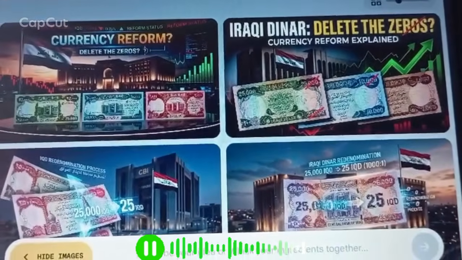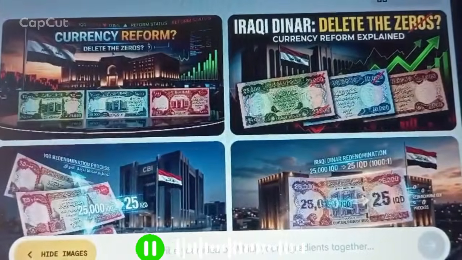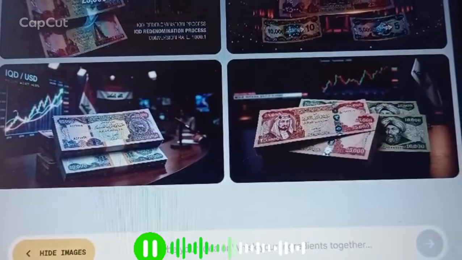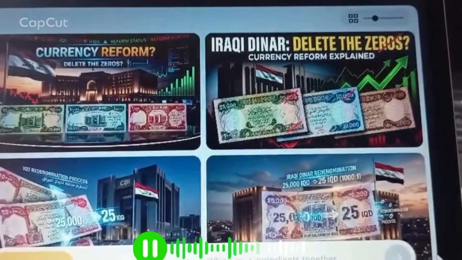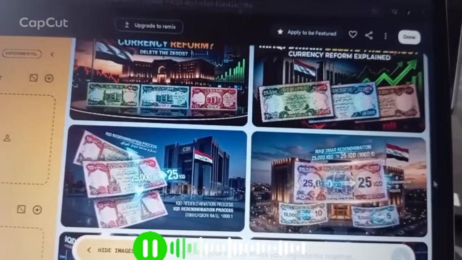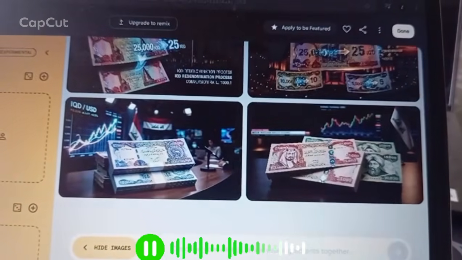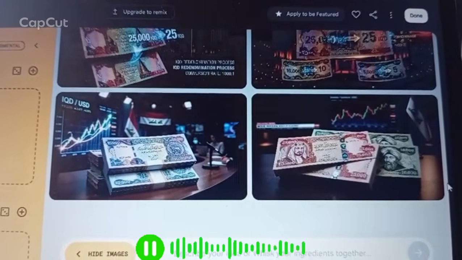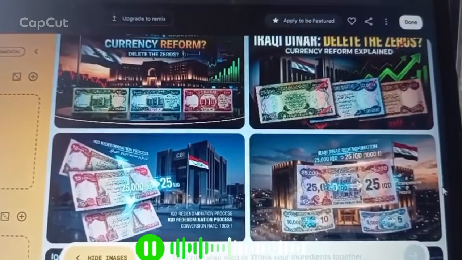These examples demonstrate that removing zeros can be technically achievable, but they also show that successful implementation requires careful preparation and clear communication. In Turkey, for example, the lira underwent a major denomination reform in the 2000s, with six zeros removed as part of a broader economic stabilization process. Romania also removed four zeros from its currency in 2005.